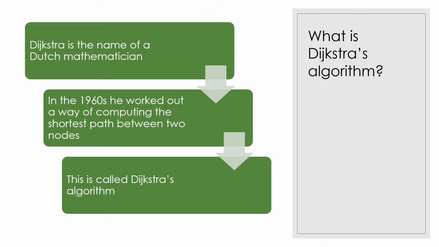The word Dijkstra is the name of a Dutch mathematician who is still alive and has invented a lot of great things in computer science. And one of the things he did was to invent an algorithm which could be used to create computer programs to find the quickest route through a map or graph data structure. And it's called Dijkstra's algorithm after his name.